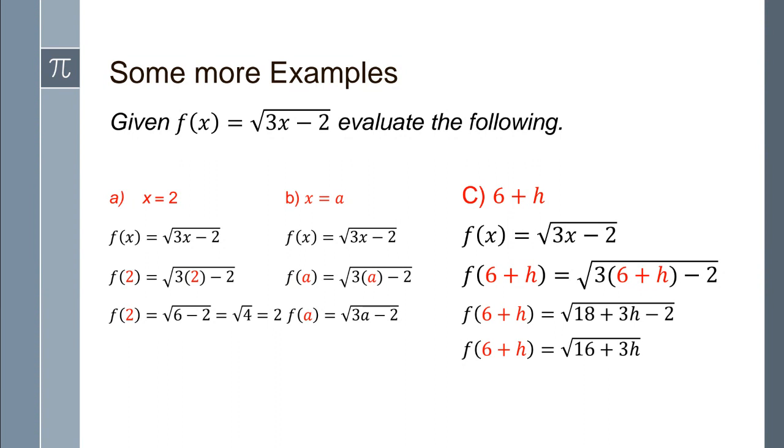I can combine my two like terms. I have two constants, the 18 and the minus 2. That's going to give me the square root of 16 plus 3h. Okay, and I can't simplify any further, so this will be my answer. So when my input is 6 plus h, my output or my y value is going to be the square root of 16 plus 3h. Any questions so far on just evaluating functions? All right, very good. So let's move forward.